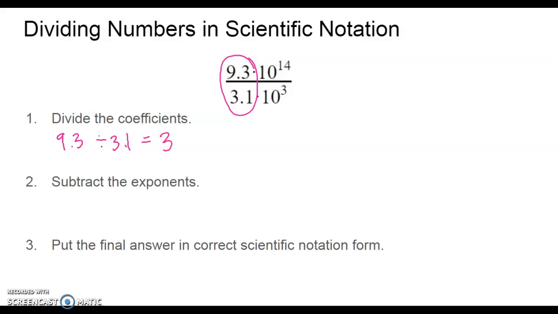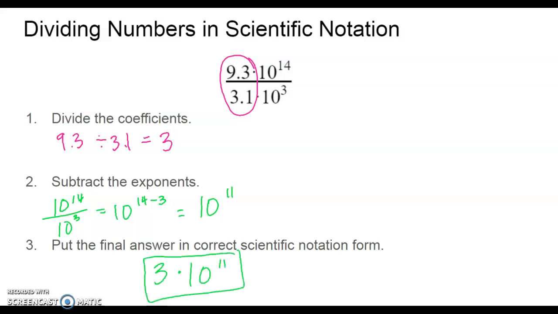My second step is to divide my powers of 10. So if I have 10 to the 14th divided by 10 to the 3rd, we remembered last year that we just subtract those exponents because we have the same base. So this is like saying 10 to the 14 minus 3rd power. So we get 10 to the 11th. And then our last step is to put our final answer in scientific notation. So we're going to have 3 times 10 to the 11th power as our final answer.